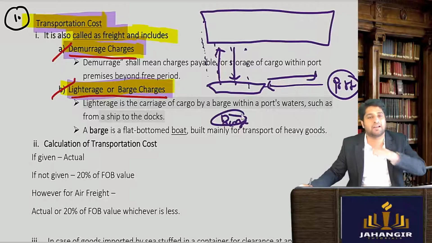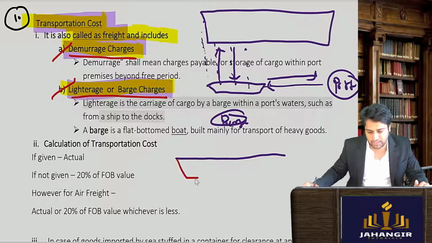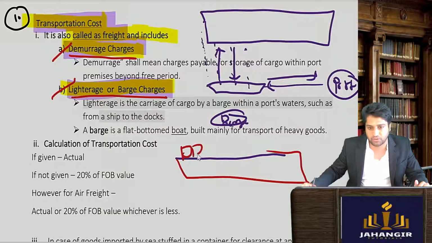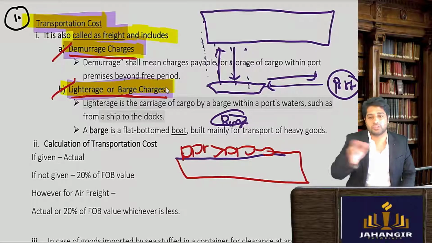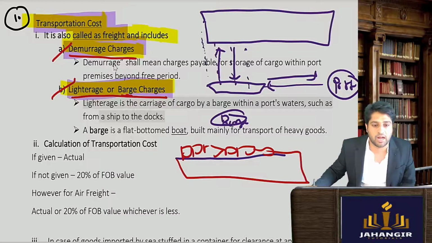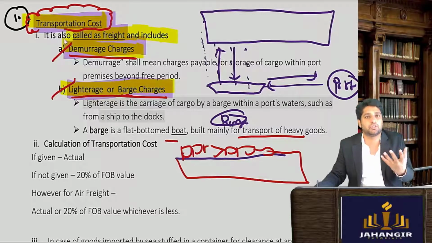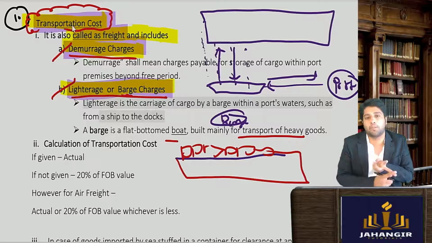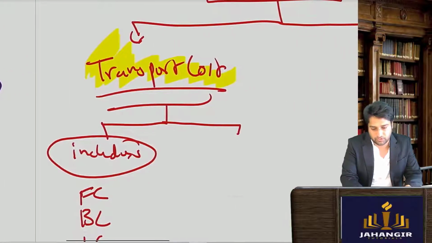Barge is a kind of flat boat. You must have seen these flat boats, red color, and there is a cargo kept on this. Okay, so this is a barge. So even the transportation of the goods from the smaller boats to the port and vice versa are all called barge charges. It is a flat bottom boat mainly built for transport of heavy goods. So all this will be added to your transportation cost. So when I say transportation cost, it will include your demurrage charges, your barge charges, your lighterage charges. I hope this is clear, by whatever name called.